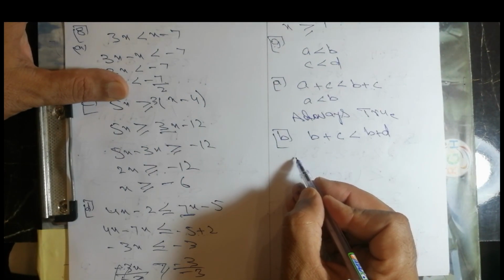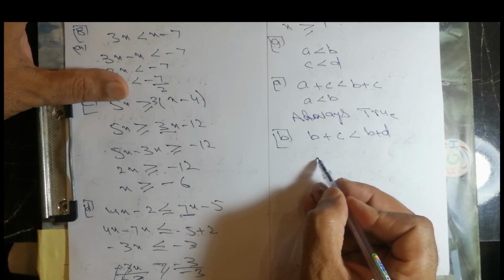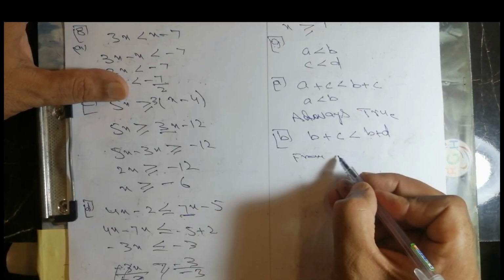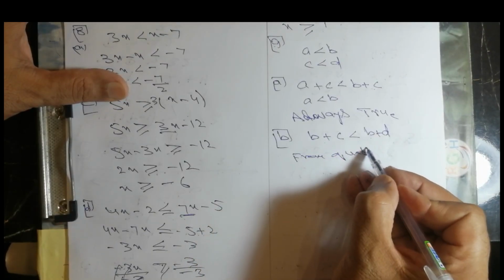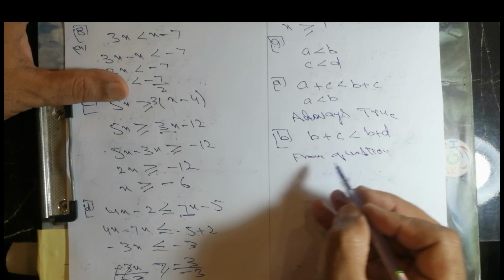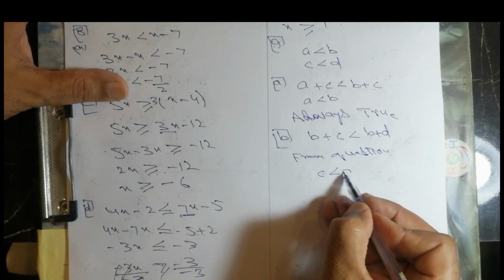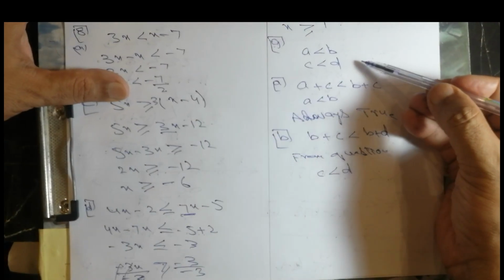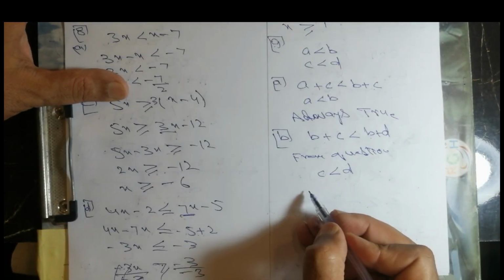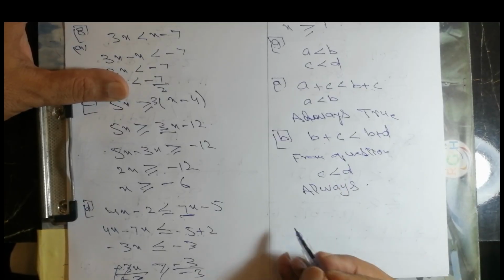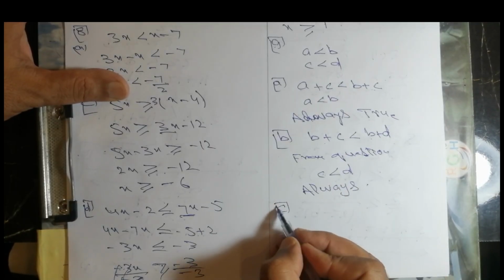From the given question, we can write C less than D, which is as per the condition of the question. So this is always true.